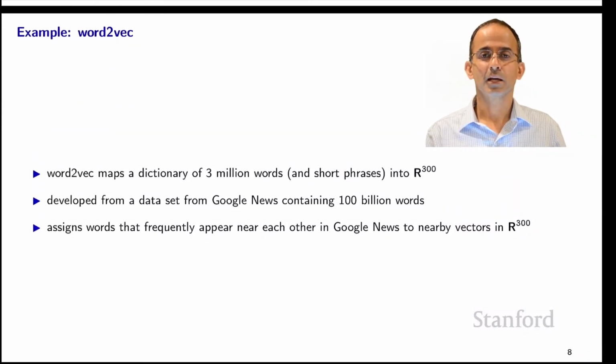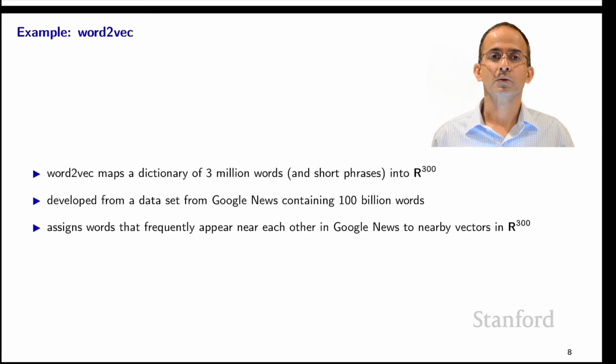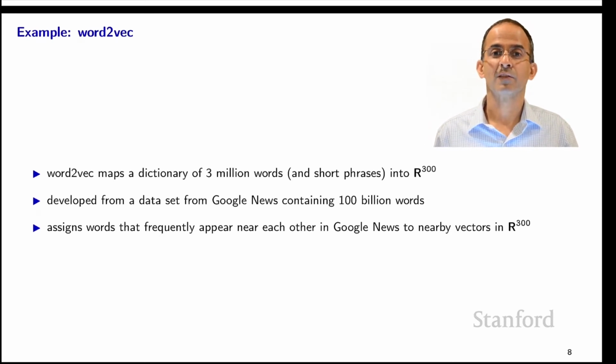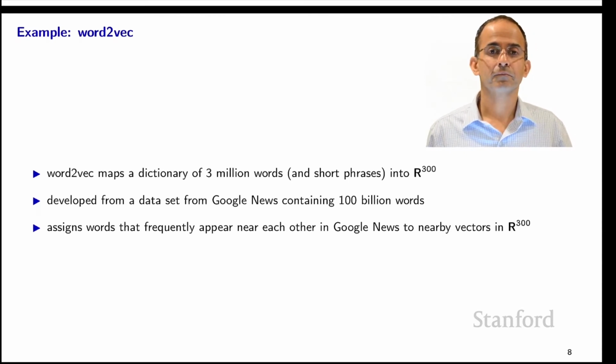Here's a more sophisticated example. This is word2vec. And that's a mapping on words. So the field type here is a word in the English language, and word2vec, for each word in the English language, will map it to a vector, and that vector is a 300-dimensional vector.